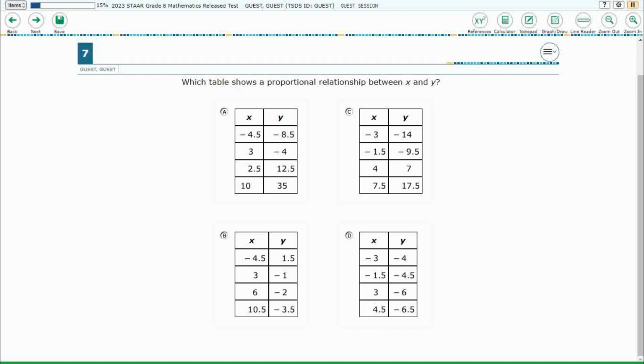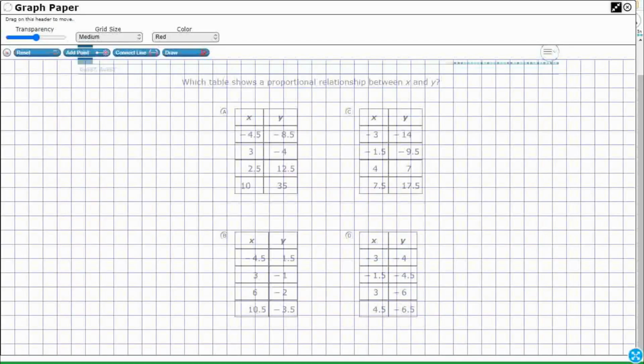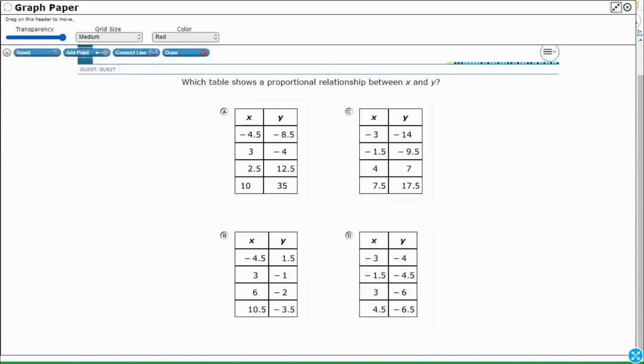Alright, so we need to find a table here that shows a proportional relationship between x and y. We've got a few options. If you want, you could use your graphing calculator and graph all of these discrete points and draw an imaginary line between the points and see which one goes through the origin, because that's really what we're dealing with here. If it's a proportional relationship, it goes through the origin, right? The 0, 0. If it's not proportional, it has a y-intercept other than 0, and it's still a straight line, but it goes across the y-axis somewhere else.